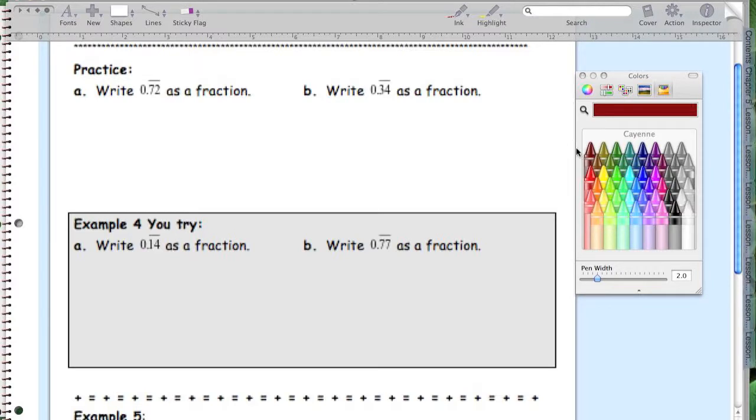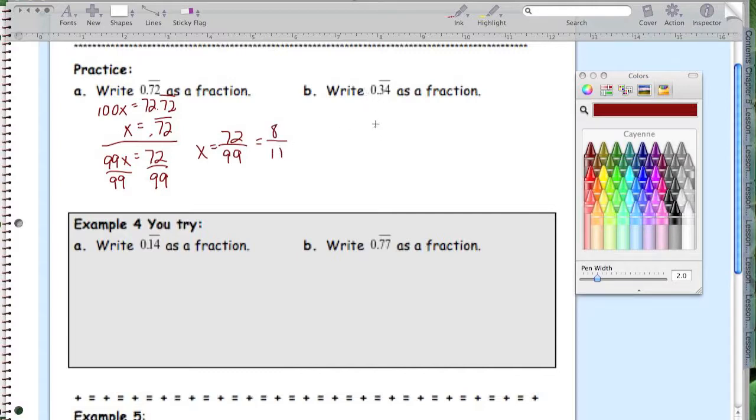So what we want to do is x equals 0.72 repeating. Now we multiply both sides by 100, because there's 2 places that repeat. They're different digits. 100x equals 72.72 repeating. When we subtract, we get 99x equals 72. Divide by 99, divide by 99, x equals 72 over 99. And then whenever I simplify, I get 8/11.